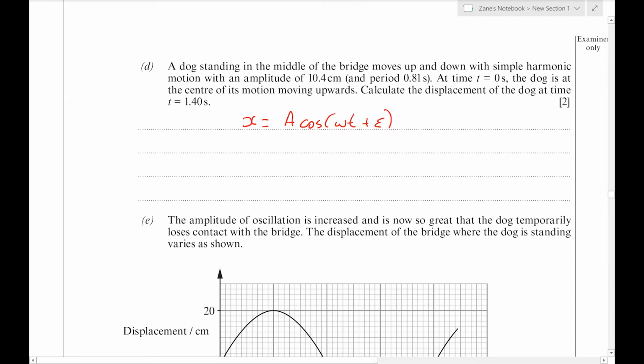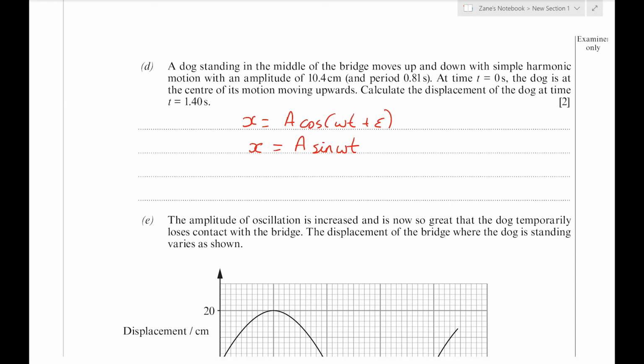What we do instead is think about the actual setup of the oscillations here, and we can simplify that in most cases to either sine or cos. Now the key here is that at t equals 0, the dog is at the center of its motion and moving upwards. So that expression can simplify to x equals a sine omega t. If you think about the shape of a sine curve, it starts at 0 and then increases.